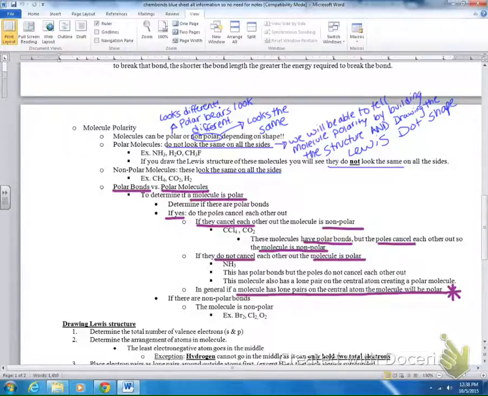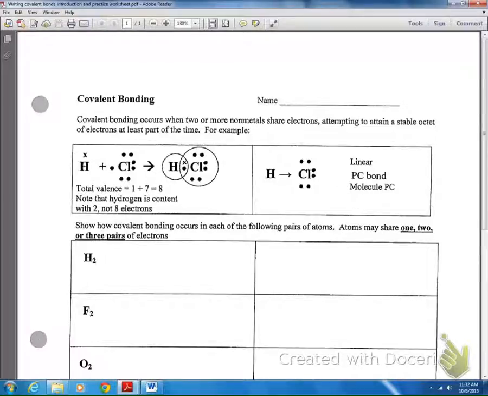If there are nonpolar bonds, there's no way that the molecule can be polar. So if there's nonpolar bonds, you're always going to have a nonpolar molecule. So there's your first set of notes. The next set of notes will start on this page right here.